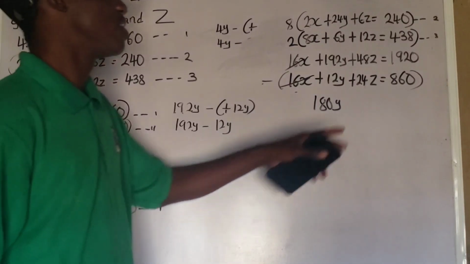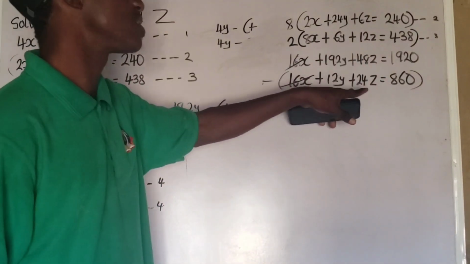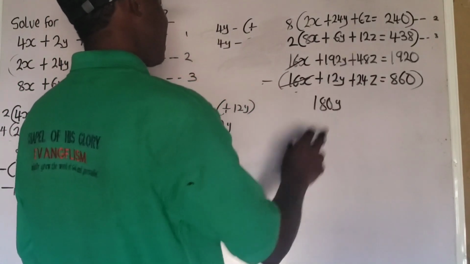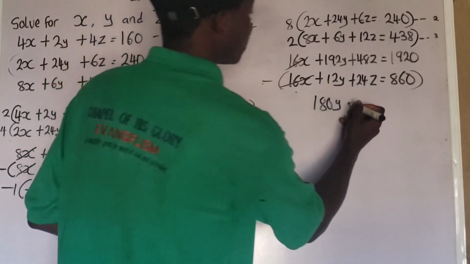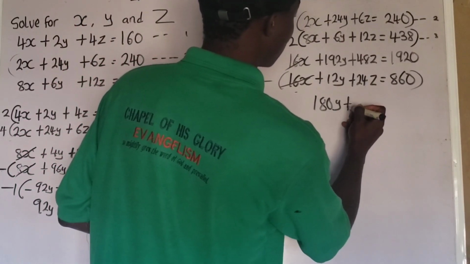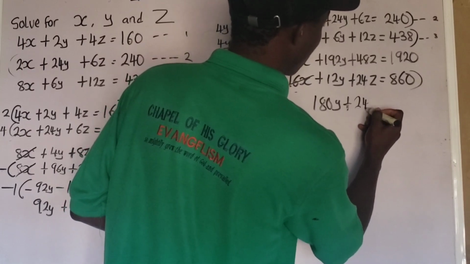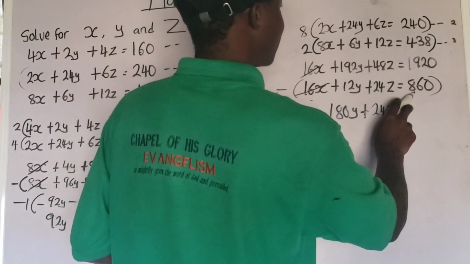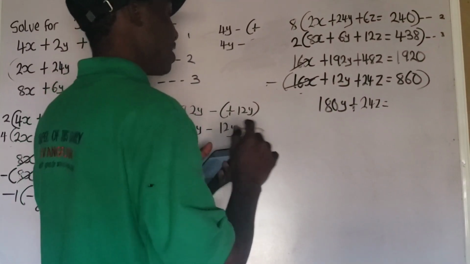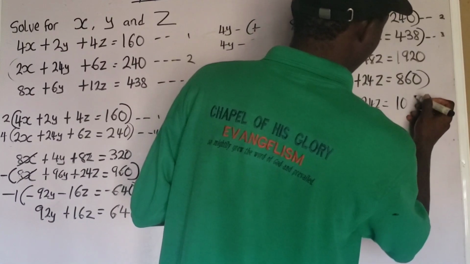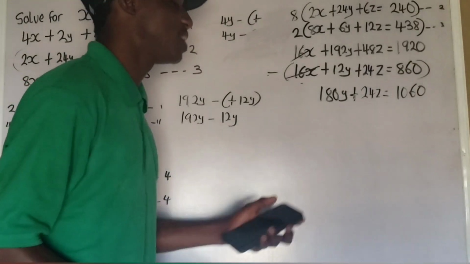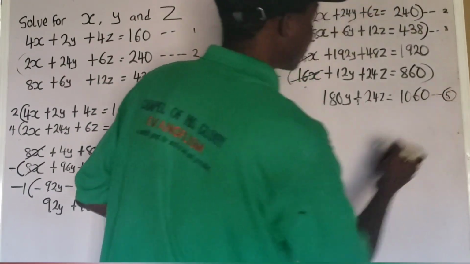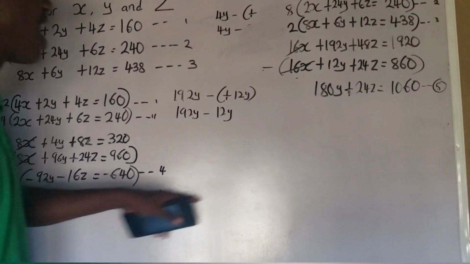If you do the same, 48z minus positive 24z. As you know, negative times negative gives positive, so I'm going to have 48z minus 24z, that is positive 24z, equal to 1920 minus 860, that will give us 1060. Now you can see that we have another equation. Let us call this equation 5. We have equation 4 here and equation 5.